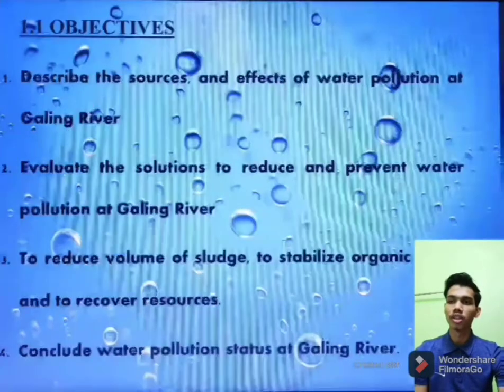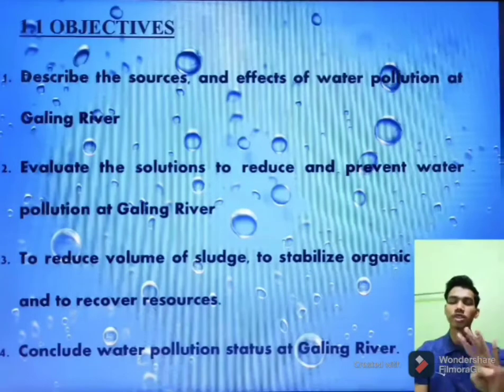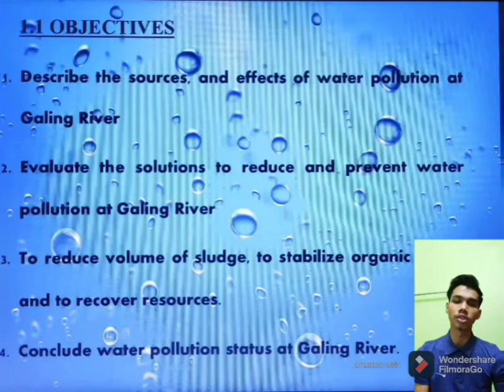Next, what is the objective? So I have four objectives. The first objective is to describe the sources and effects of water pollution at Galing River. The second, evaluate the solution to reduce and prevent water pollution at Galing River. The third, to reduce the volume of sludge, to stabilize organic solids and to recover resources. And lastly, conclude the water pollution stated at Galing River.